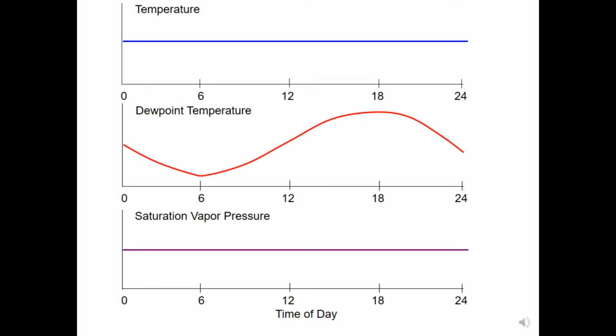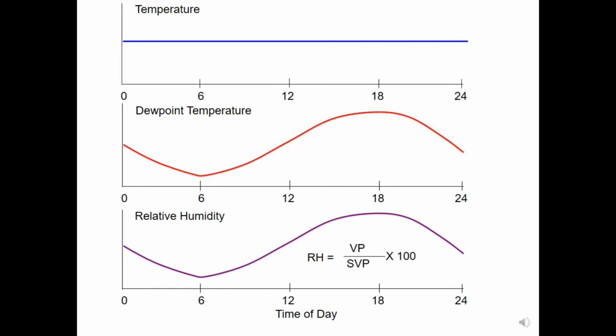So in this case, what is the saturation vapor pressure throughout the day? Since it depends upon one thing and one thing only, that's temperature. Since the temperature is constant, the saturation vapor pressure must be constant throughout the day as well. So how will the relative humidity vary in the day where we have constant temperature but a varying dew point temperature? So in this case, the saturation vapor pressure remains a constant, but the vapor pressure changes as the dew point temperature changes.